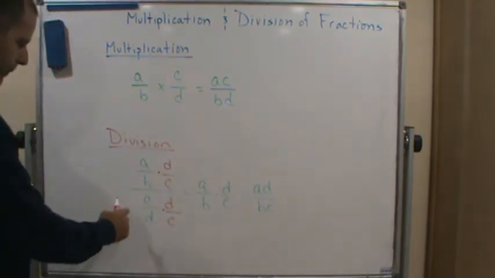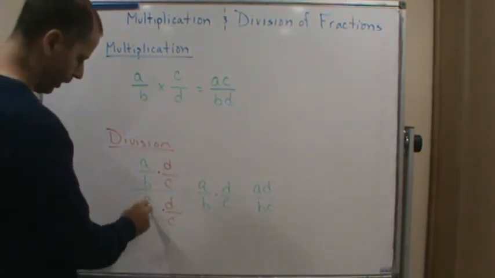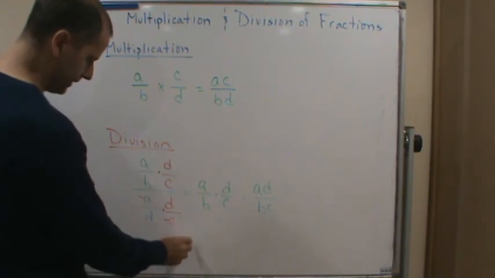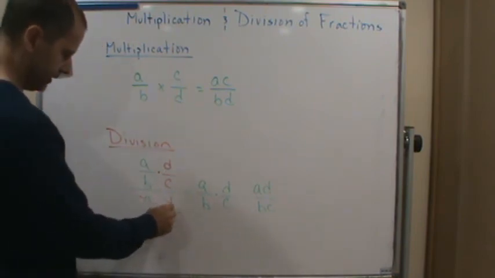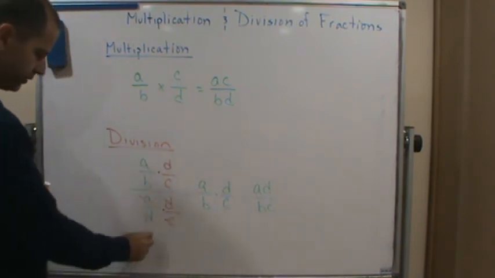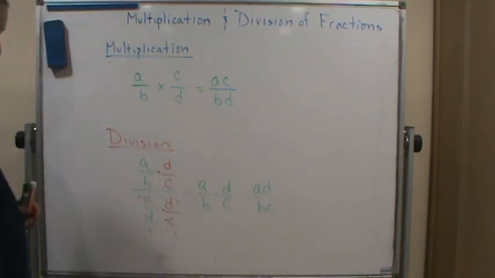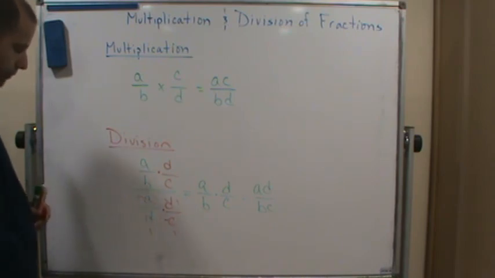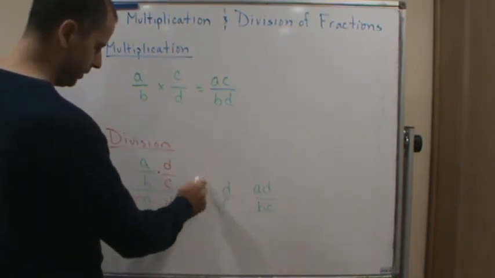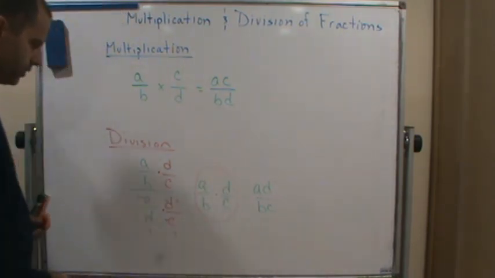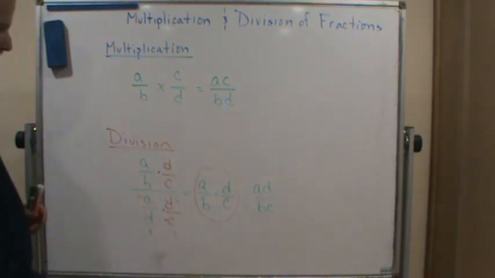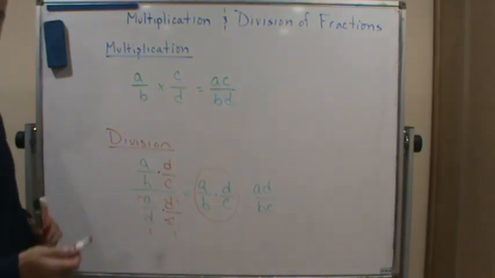Okay? And so what happens here? Well, C divided by C gives us 1. D divided by D gives us 1. So we get 1 times 1, which is 1. And so we get the result. Okay, and that's really the easiest way to show it.